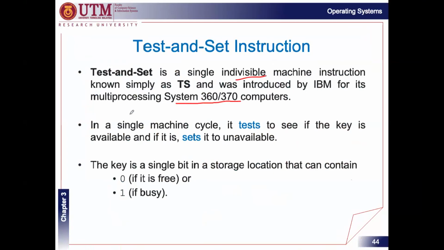So in a single machine cycle, it tests to see if the key is available. If it is, it sets it to unavailable. The key is a single bit in a storage location that can contain either 0 or 1, where 0 means free and 1 means busy.